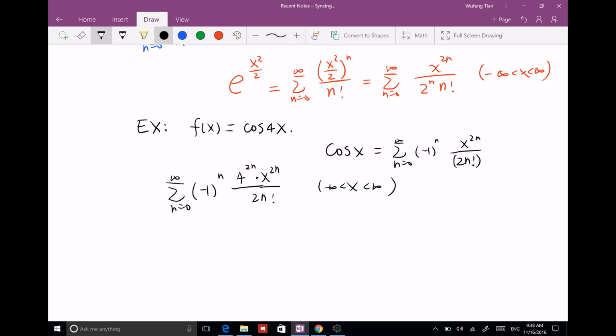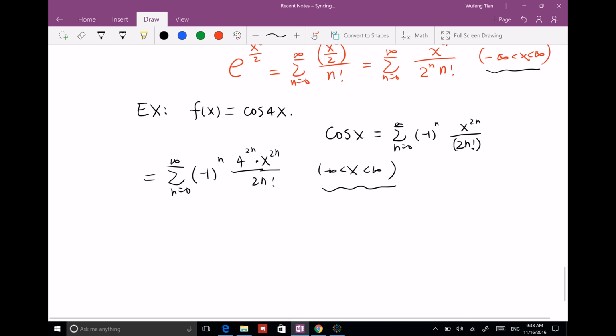If you don't memorize this, like e to the x, cosine x, sine x, you have this, because there's no restriction here. And you can check it by yourself: the limit of a_(n+1) over a_n is less than 1. You should be able to get this one easily. So that's perfect. That's very good. All right, so next example.